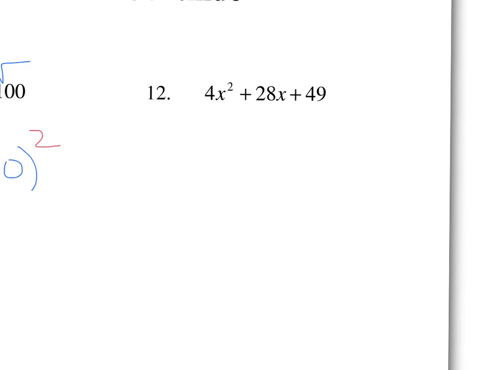Is this a perfect square trinomial? Perfect square here, yes. Perfect square here, yes. Plus sign here. So take the square root of the first term, take the square root of the end term. Square root of 49 is 7. Check the middle. 2x times 7 is 14x. Doubled is 28x. Pull down the middle sign, put a square on, and you're done.